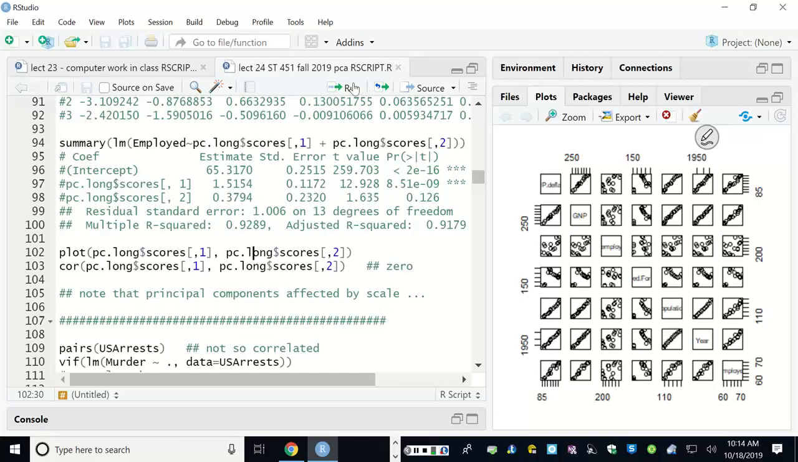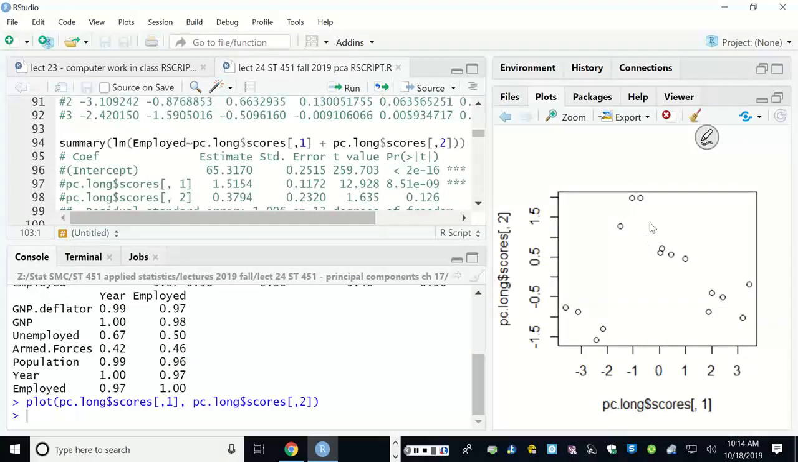This is the plot of those first couple of components. There's only 16 observations, so it's kind of smaller, right?